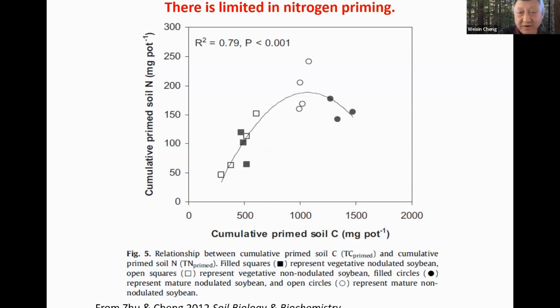Earlier, when they are both low, they are linearly correlated. But when they get to some level, they level off. Or even, the efficiency of carbon drops, as we say. So there is this saturation level of carbon priming versus nitrogen mobilization.